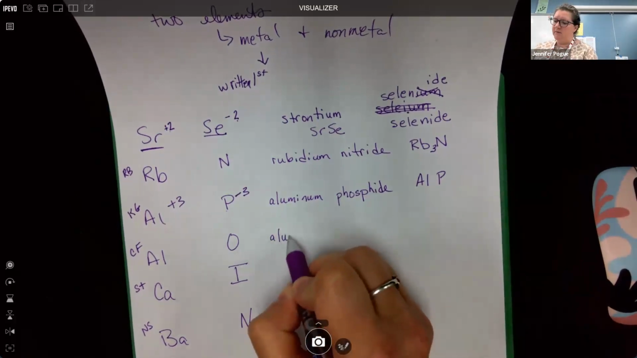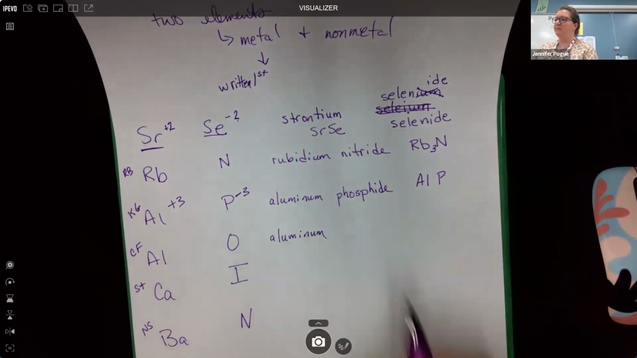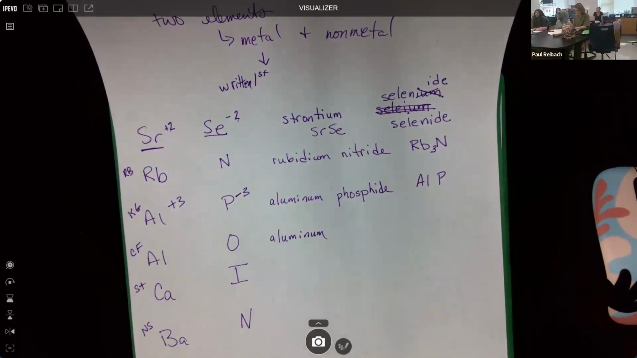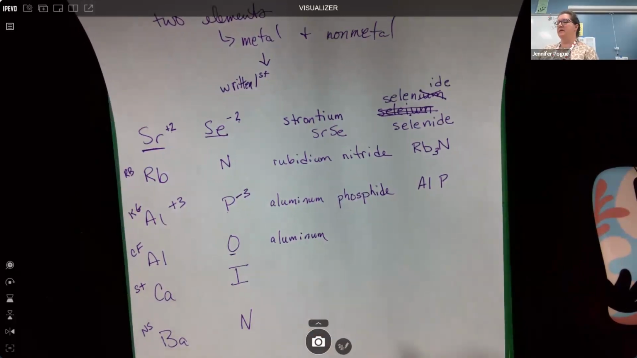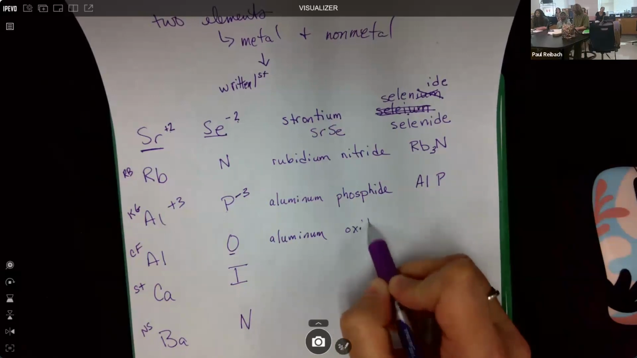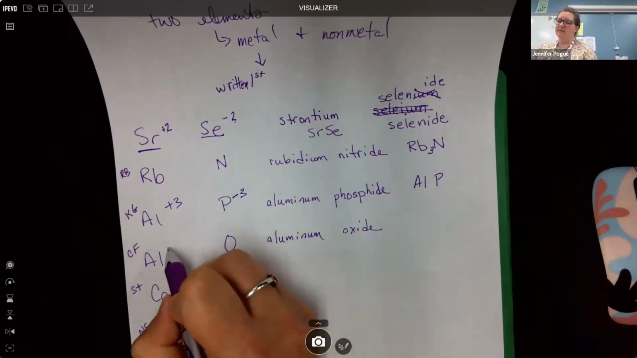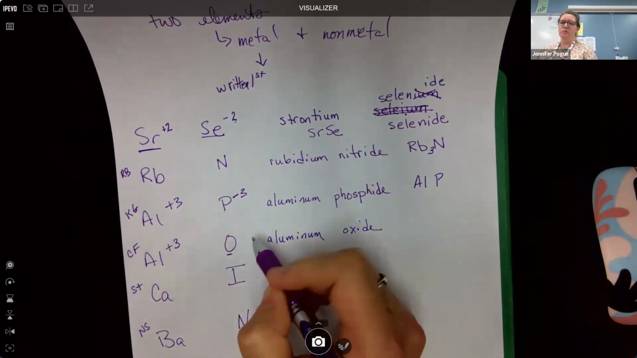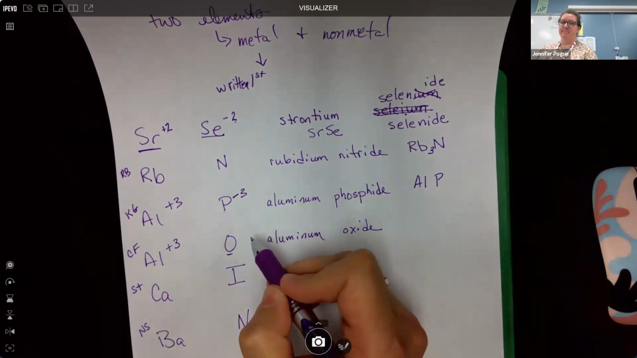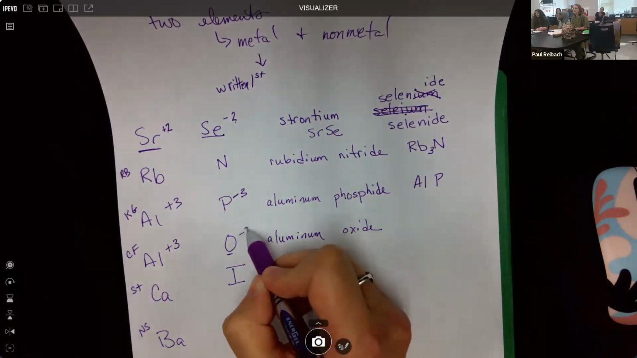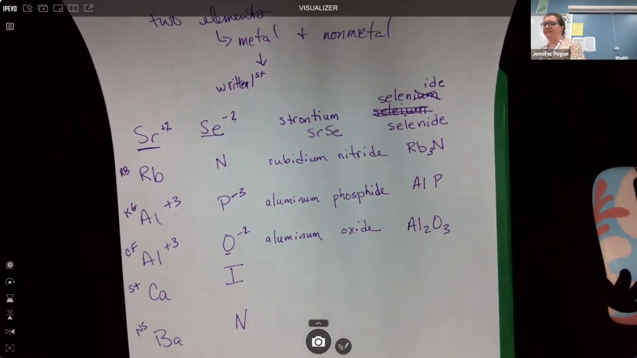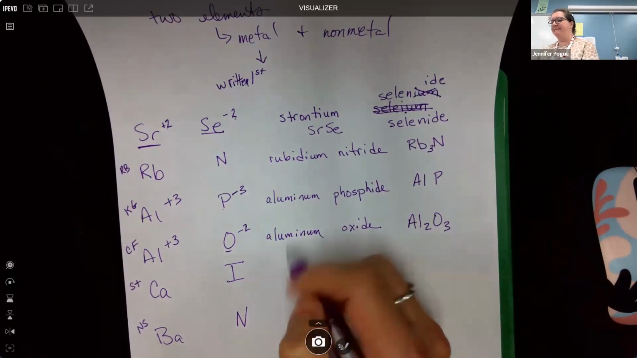I think this is still aluminum. What's the name of this guy going to be? Oxide, she says. Okay. And what will our formula be? Still going to be +3. Al2O3. Good. All right, Stafford, what you got?